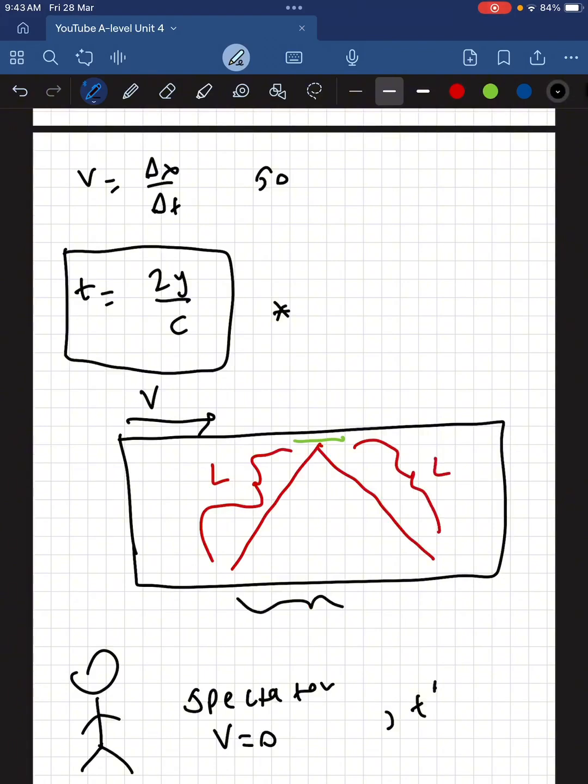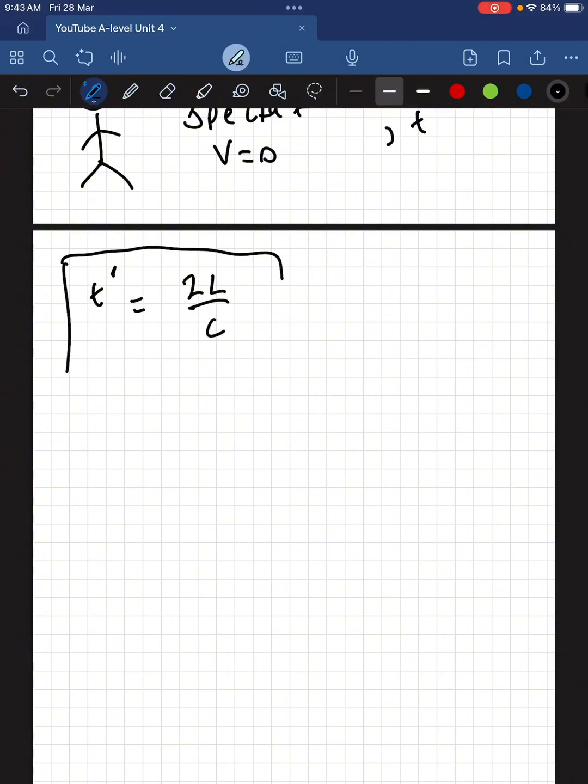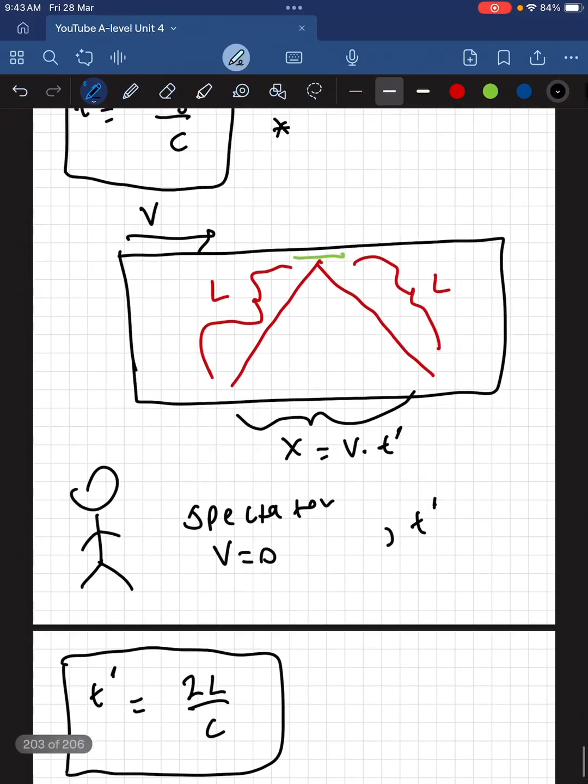And now recognize that this x is equal to v times t prime, okay? So from their point of view, t prime is 2L over c. So this is the time needed for the pulse to go up and down. But this time diagonally, and the reason why it's diagonally is because the train travels, okay? So this is exaggerated, but imagine that the train moves with a relativistic speed, then it will appear diagonal, okay?